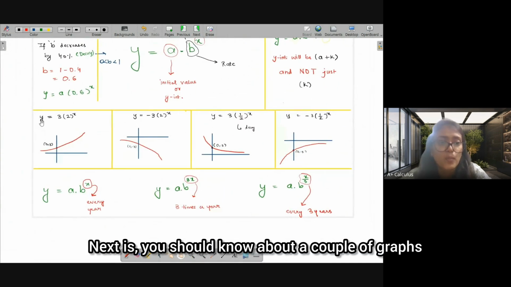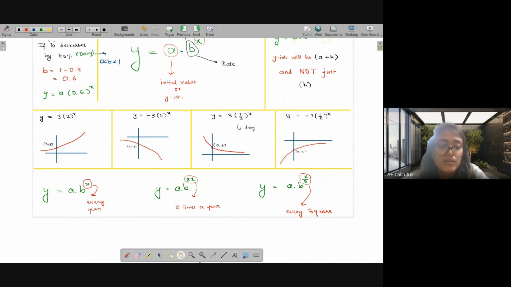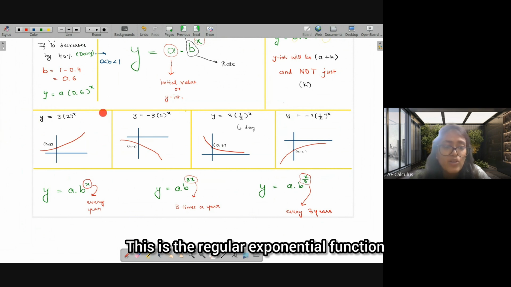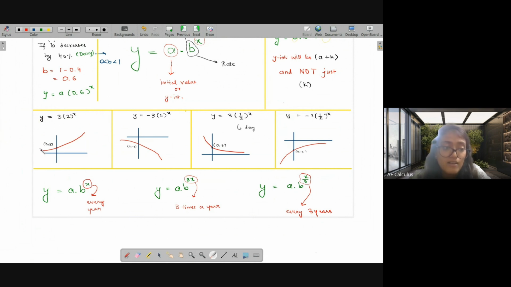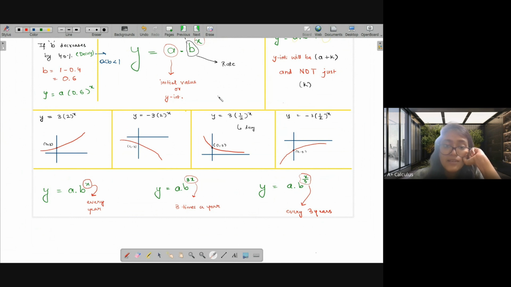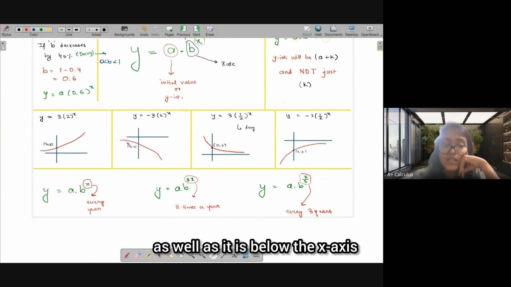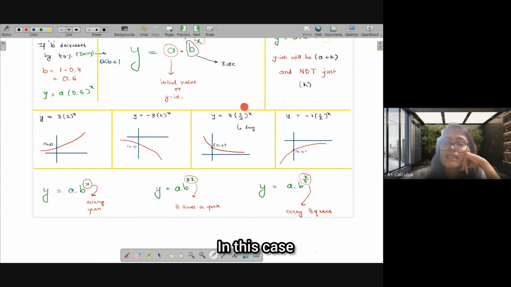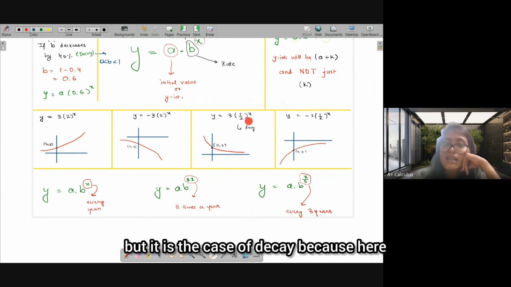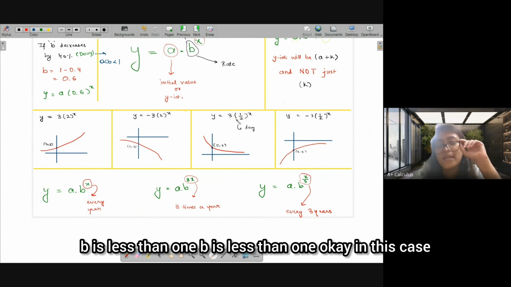Next, you should know about a couple of graphs, like how the graph looks for different situations. This is the regular exponential function. If y is equal to 3 times q raised to x, this is the graph. If you multiply it by a negative sign, you get its reflection over the x-axis. This is growth. This is decay, as well as below the x-axis. In this case, it is above the x-axis, but it is decay because here b is less than 1.